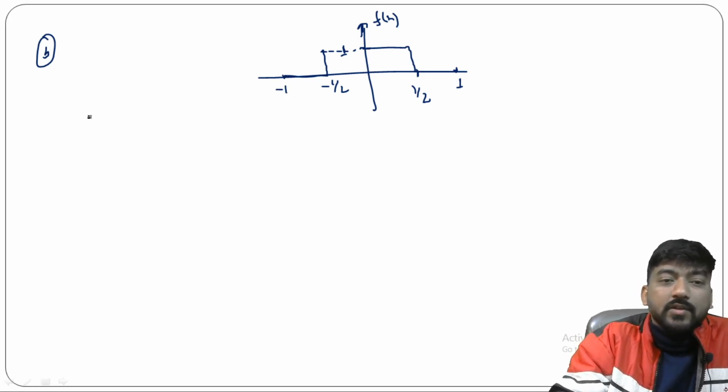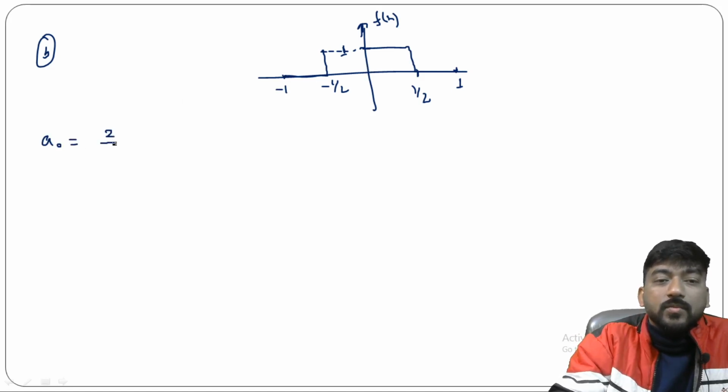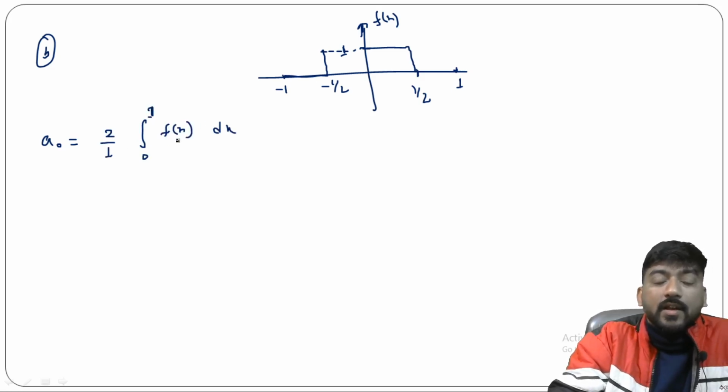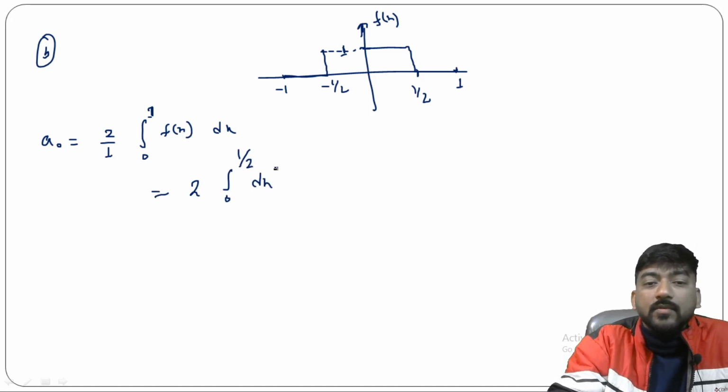And you will get bn equal to 0, and a0 will be 2 by L, with L equal to 1, integration 0 to 1 of f of x dx. And your f of x is 1, so it will be 2 into integration 0 to half of dx, because from half to 1 the function is 0. So it will be just 2 into half, that is 1.